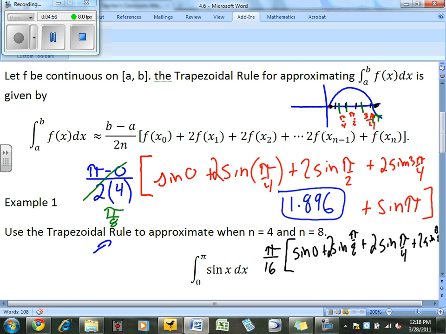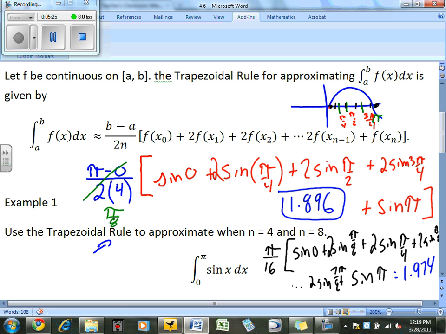All right, so you guys can continue doing that, all the way to finally, at the last part will be just the sine of pi, right? And the one before that would be 2 times the sine of 7 pi over 8. So you keep going up by pi over 8. All right, and when you type that all in your calculator, you're going to end up getting 1.974.